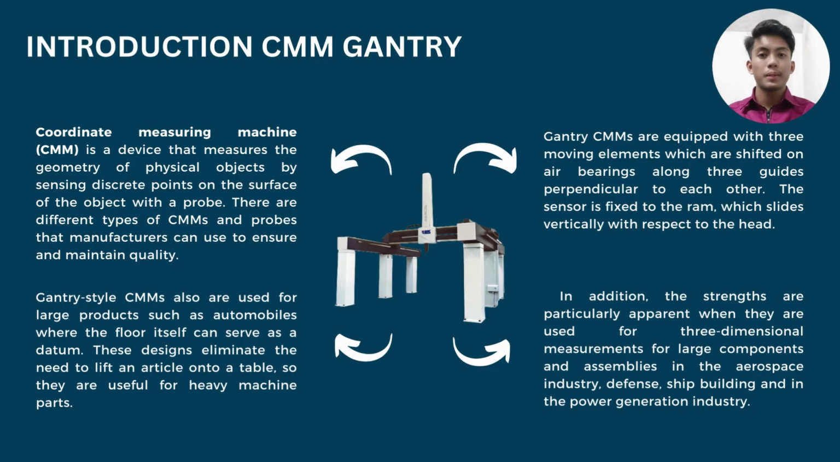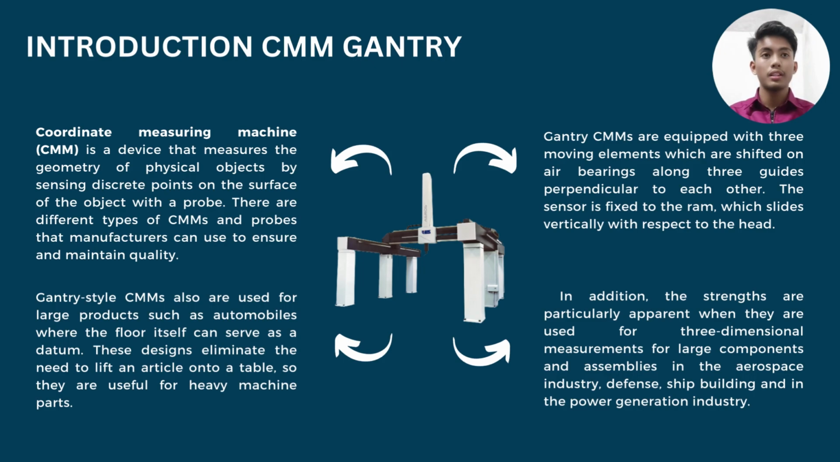Next, I will explain about the introduction of CMM gantry. Firstly, we must know about the CMM, which is a coordinate measuring machine. It's a device that measures the geometry of physical objects by sensing discrete points on the surface of the object with a probe. There are different types of CMMs and probes that manufacturers can use to measure and maintain their quality.